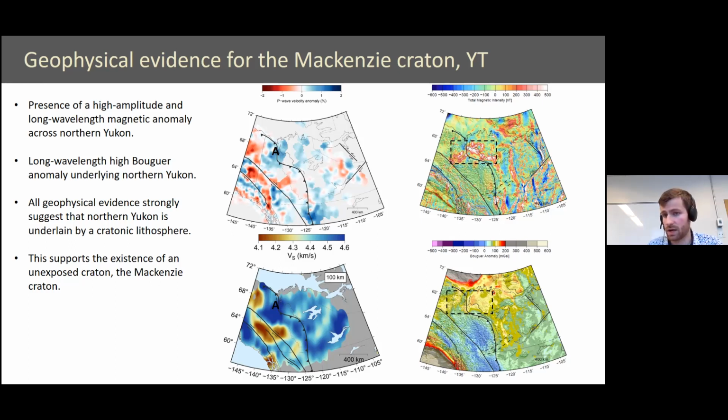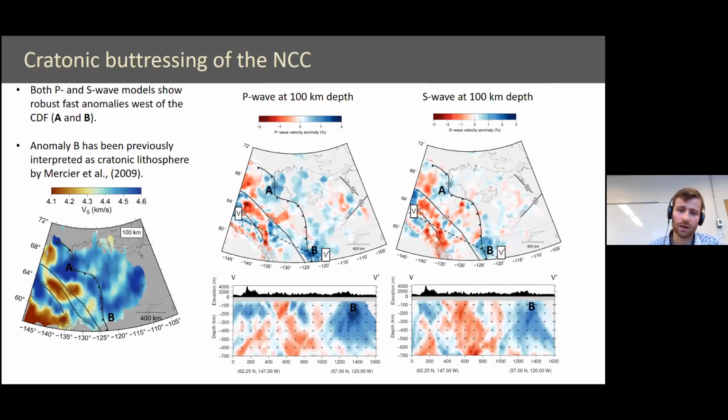That's called the Mackenzie Craton here. And that would basically be the extent of the North American craton into the Cordillera domain. Now, if we travel south in northeastern British Columbia, and if you look at this anomaly labeled B, these are the same depth slices for the same models, just the transect is different now. So V is west, V prime is east.